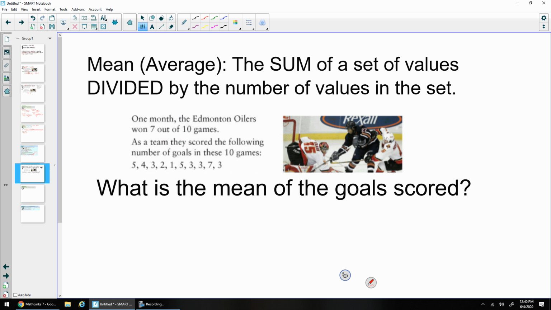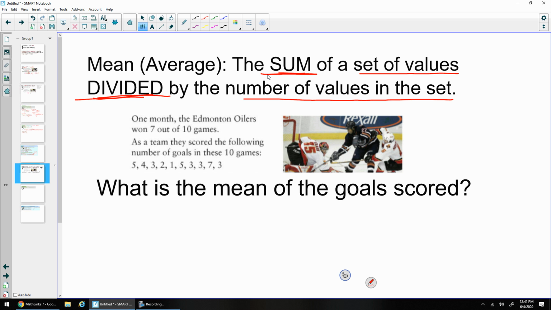Okay, I'm going to try to keep going. Mean is our average. Okay, so you'll hear the word mean. It actually really means the same thing as average. So this is the sum, means adding, the addition of a set of values divided by the number of values in the set. Maybe sounds confusing. We'll go through some examples.